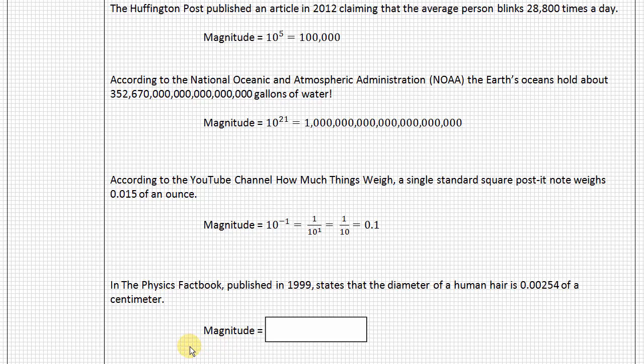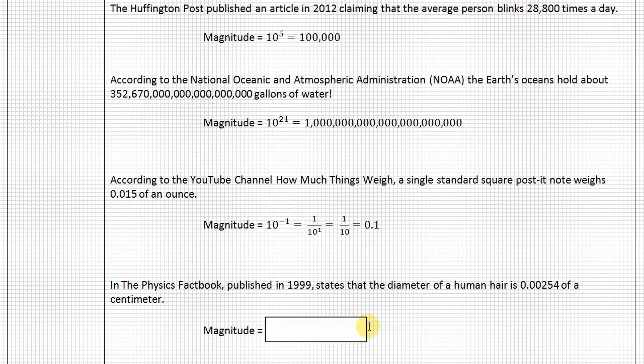So again, we need to find the smallest power of 10 that exceeds it. So basically, where can I put a 1 that is going to be the smallest power of 10 that exceeds 254 hundred thousandths? Think about that for a minute, maybe jot it down. Let's see if you and I agree.